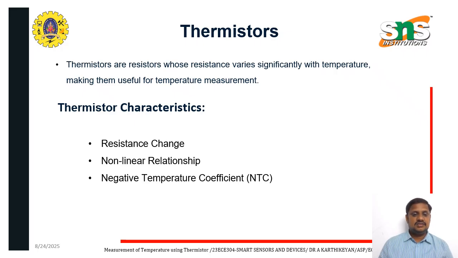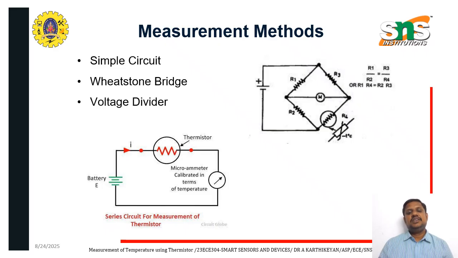Thermistor characteristics: the resistance change is a nonlinear relationship, and NTC, that is a negative temperature coefficient. These are the three important characteristics of the thermistor. For the measurement method, we can use a simple circuit, a Wheatstone bridge, or a voltage divider bias. We can use any of them to calculate and measure the thermistor values.